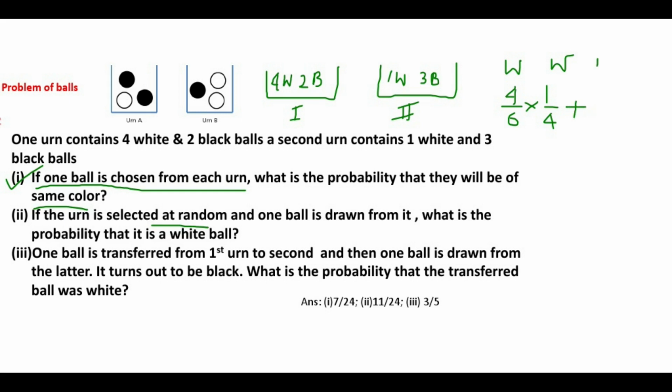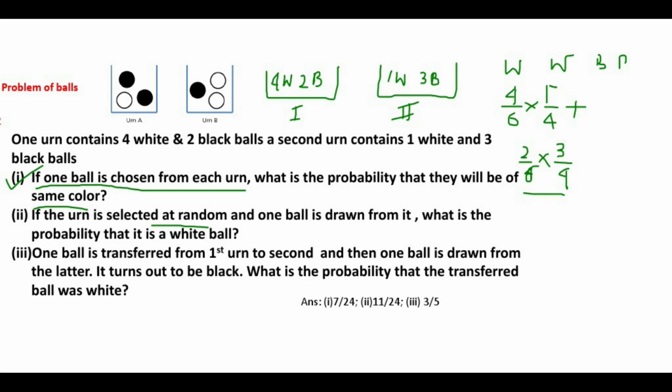So if both are black, this can be done in how many ways? From the first urn, if it is black, it will be 2 by 6, into the second urn, if it is to be black, it will be 3 by 4. So this plus this. If you do this calculation, you will get the answer, so that both the balls will be of the same color.